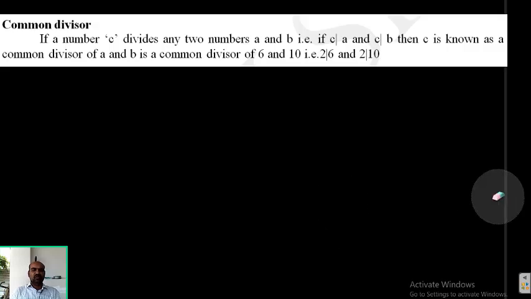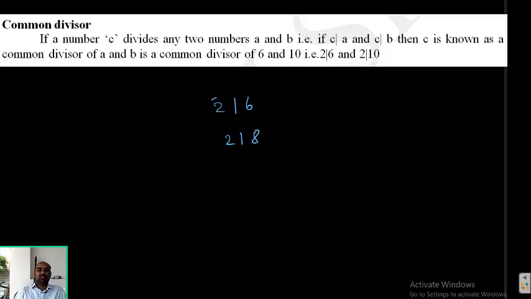Okay, first of all, common divisor. If a number C divides any two numbers A and B, that is C divides A and C divides B, then C is known as the common divisor of A and B. For example, 2 divides 6, 2 divides 8. Now I can say that 2 is the common divisor of 6 and 8. So that is the meaning of common divisor. CD I can say.